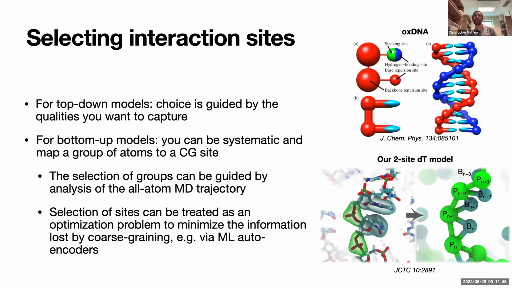Okay, so then the next step is to basically select your interaction sites. In the case of a top-down model, I don't know that there's a lot of guidance for this. You kind of just pick where you think interaction sites should be. And here I'm showing the example of the oxDNA model, which reasonably uses one bead for the backbone and one bead for the stacking and base pairing interactions.